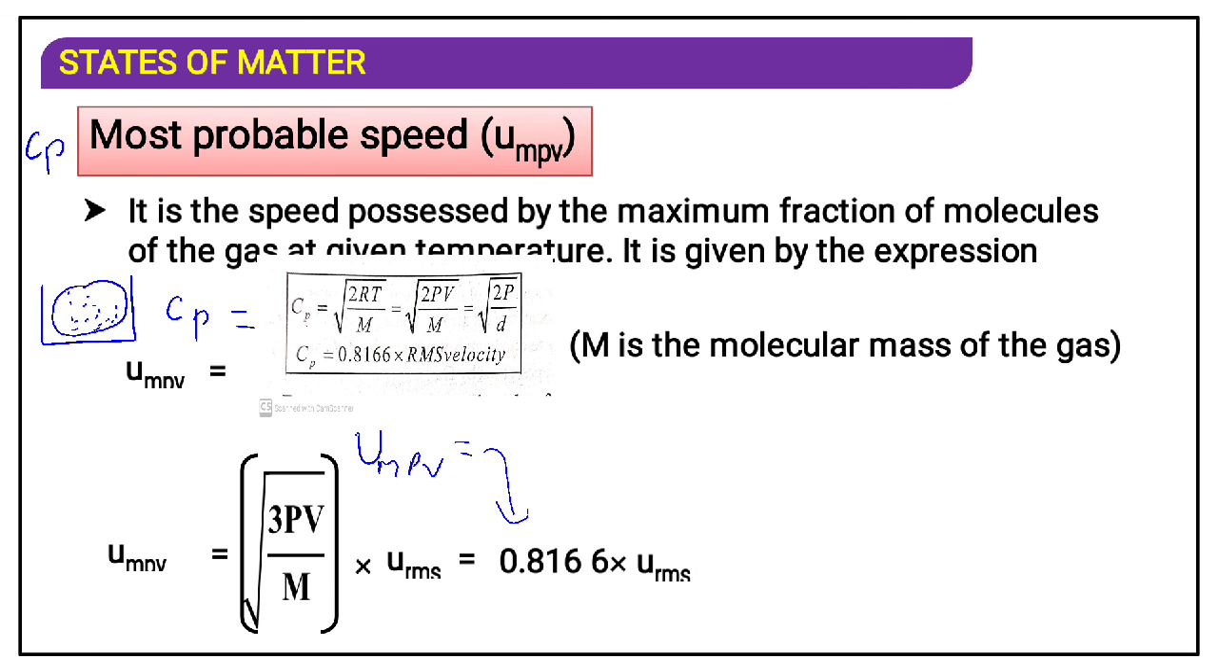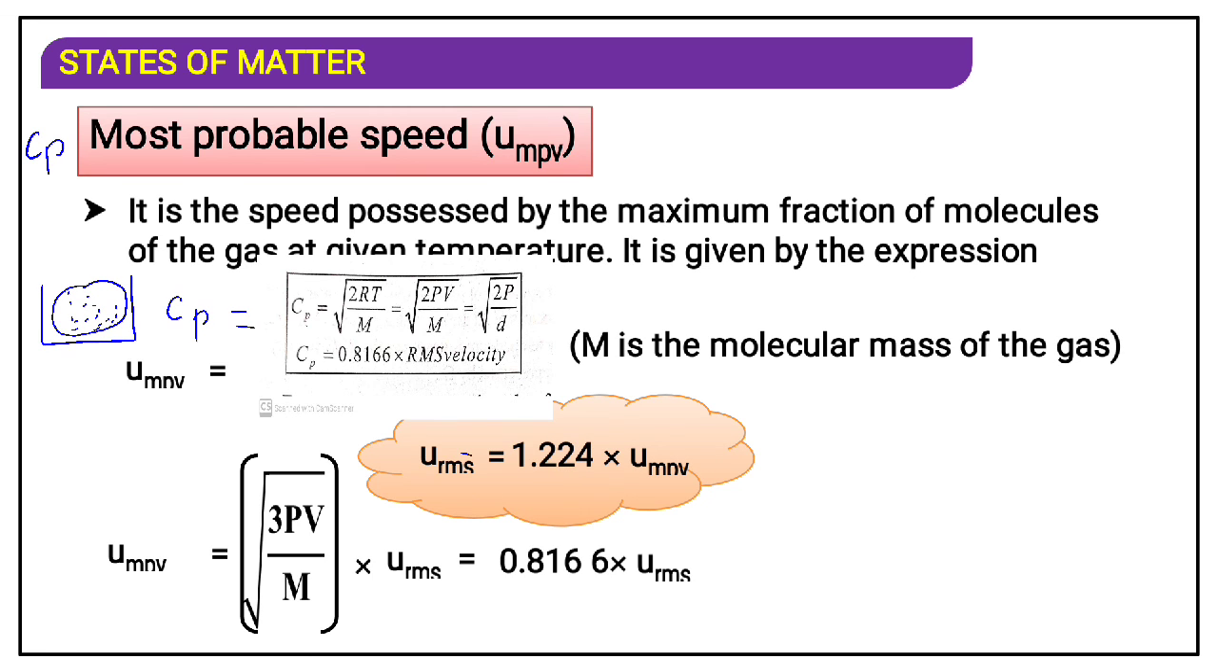Next, suppose you take the u rms. u rms is equal to 1.224 into u most probable velocity.